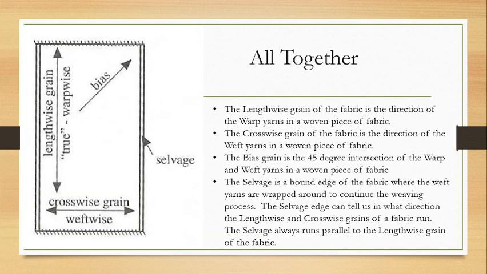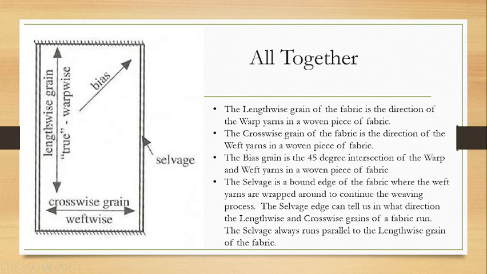So all together now. When we put all those parts together, our length and our crosswise grain together, a few other parts of the woven fabric emerge. But first, let's take a look at our piece of fabric over here. It has all of our main parts of a woven fabric.